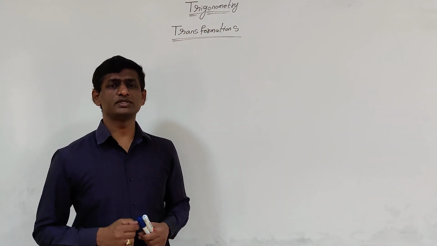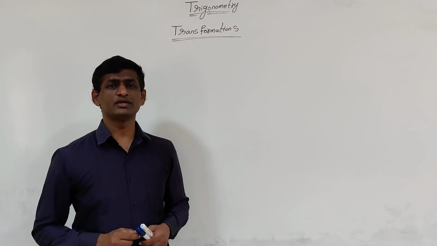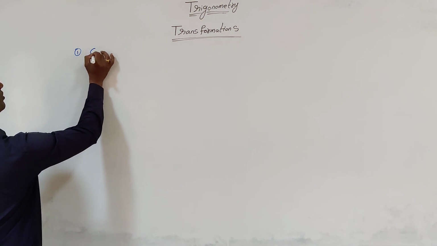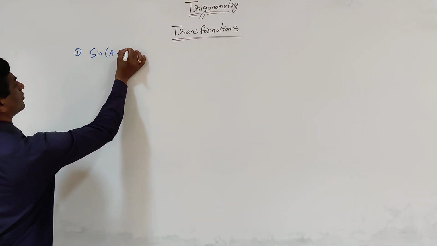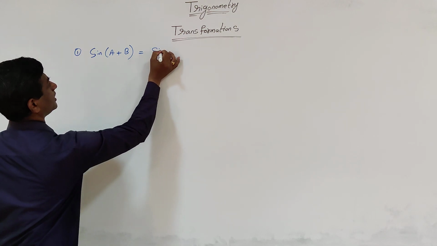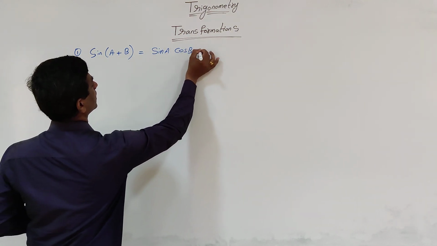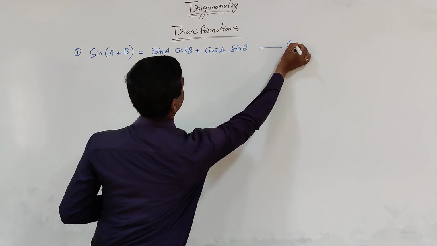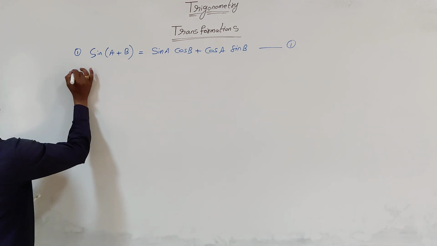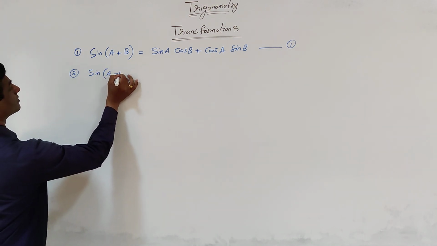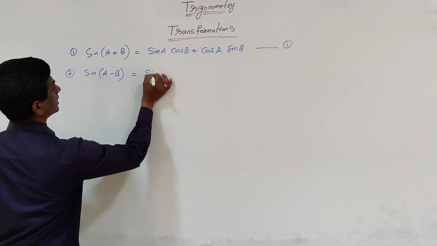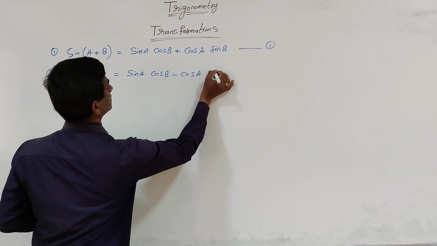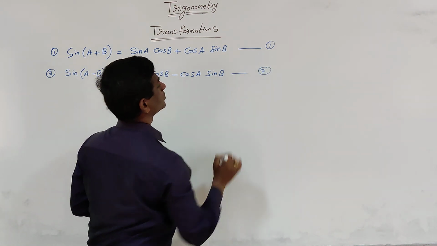That is sin of a plus b, sin of a minus b, cos of a plus b and cos of a minus b. So first one is sin of a plus b. What is sin of a plus b? That is sin a cos b plus cos a sin b. Treat this as equation 1. Next, sin of a minus b will be sin a cos b minus cos a sin b. That is equation 2.